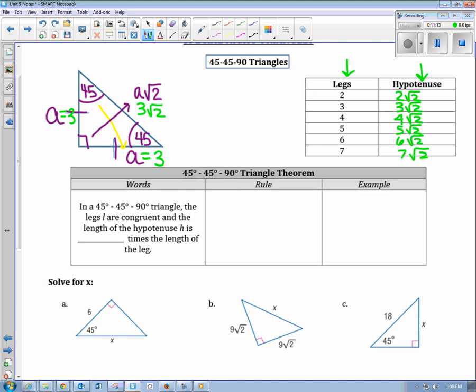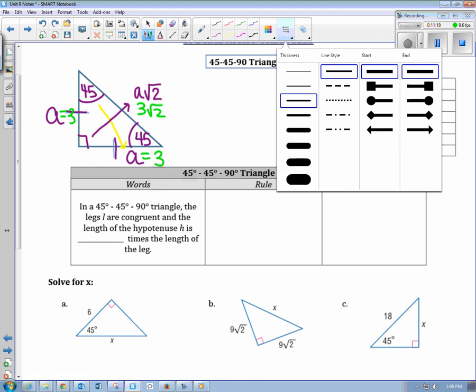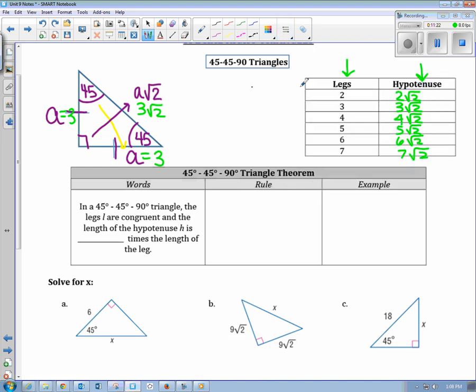So if we take this idea now and we put it into a rule, it says that if we know that we have a 45, 45, 90 triangle and the legs are congruent, the length of the hypotenuse h, which is what we have over here, is radical 2 times whatever the leg is. And again, whatever the two congruent sides are in our 45, 45, 90 triangle, the hypotenuse will be that measurement times the square root of 2.